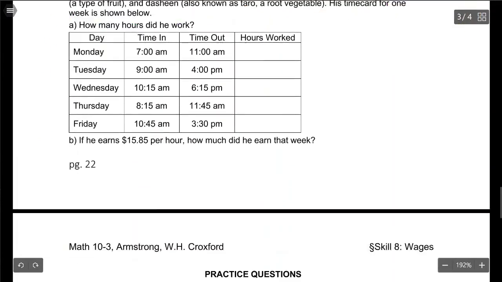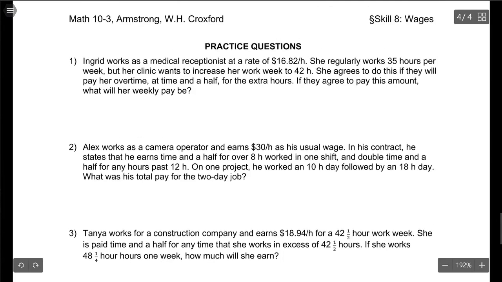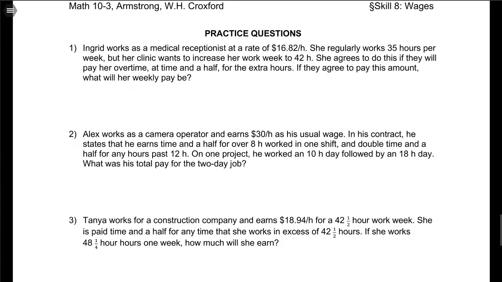Now, if you go to the practice on the next page, you can go right into the overtime questions. Those first 3 questions are just like this. And Alex, by the way, Alex is Doug's son, who's also a camera operator. So it's a similar question to the one we just did. Hope you enjoyed it as much as I did.